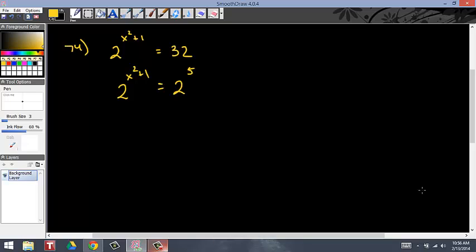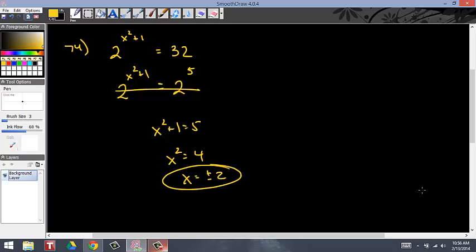2 to the x squared plus 1. Now, if the bases are the same, what can I determine about the exponents? They've got to be equal. So, bam, those are out. x squared plus 1 equals 5. x squared equals 4. x equals plus or minus 2. This time, negative answers do work because they're in the exponent portion of the problem.